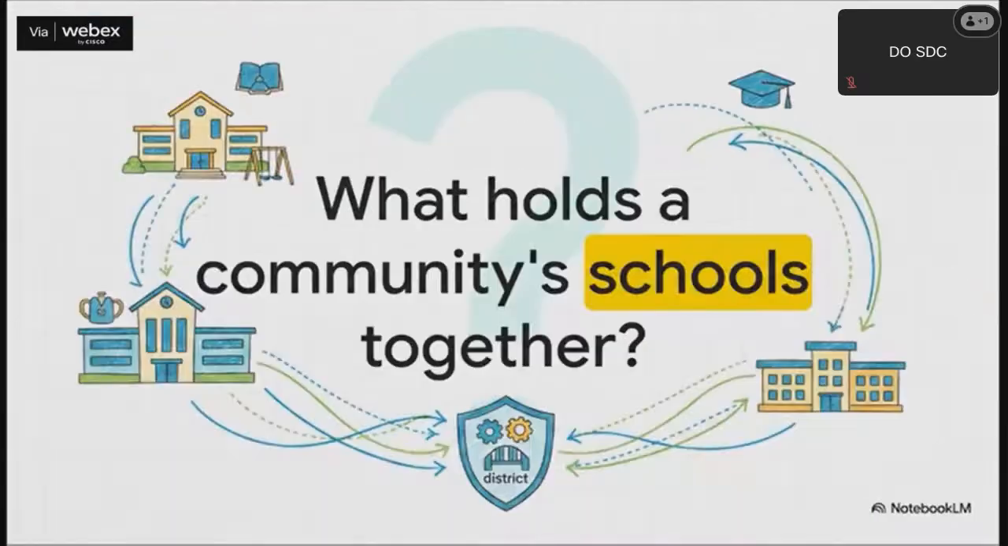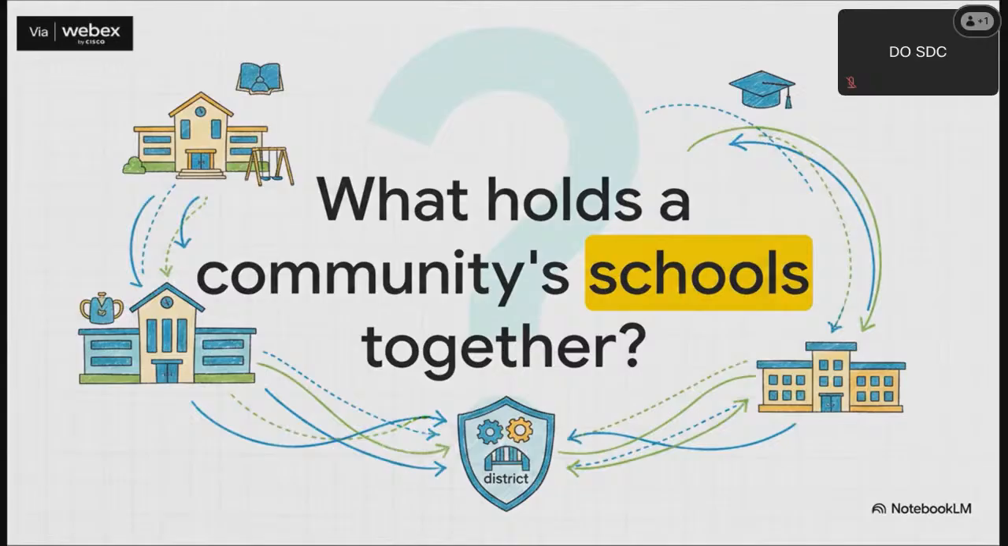It really all starts with a simple question. What's the invisible force holding all of a community's schools together? I mean, you've got the elementary schools, the middle schools, the high schools. What's the glue? The answer is kind of hiding in plain sight. It's the school district. So before we can even get to the whole unified thing, we've got to go back to basics. Let's start with the foundation.